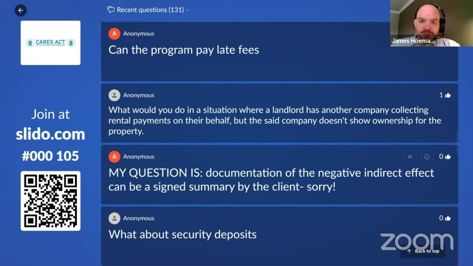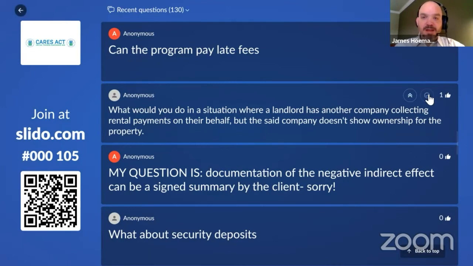What would you do in a situation where a landlord has another company collecting rent payments on their behalf, but the company doesn't show ownership for the property? I take it in this case you're talking about a management company that's managing the property. In that case, you would make the payment to the management company because they are representing the landlord themselves. So that is acceptable to do.